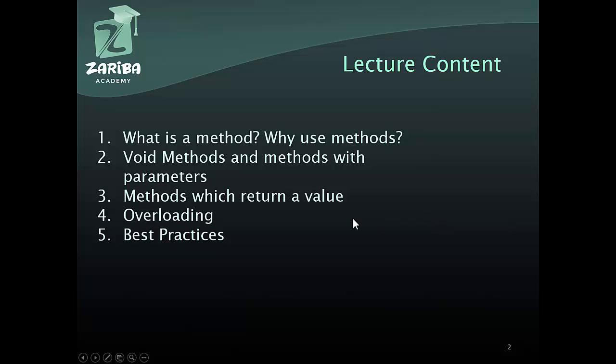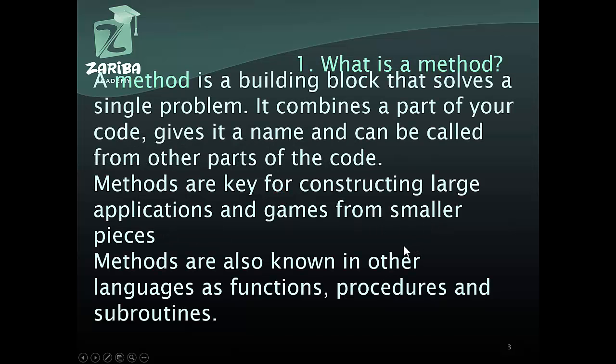So we'll see. Right, so what is a method? A method is a building block that solves a single problem. It combines a part of your code, gives it a name, and can be called from other parts of the code. When you construct large applications and games, can you imagine some game like Dota being in a single file, 30 million lines of code? It's not going to be nice, right? So this is what methods are for.